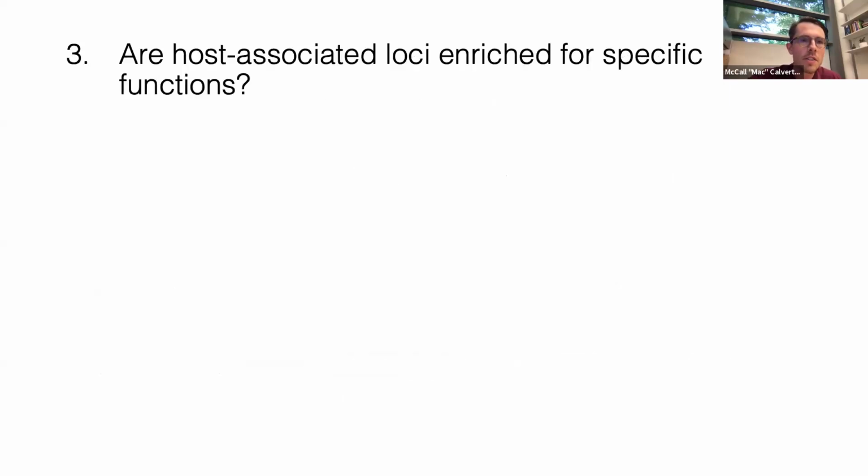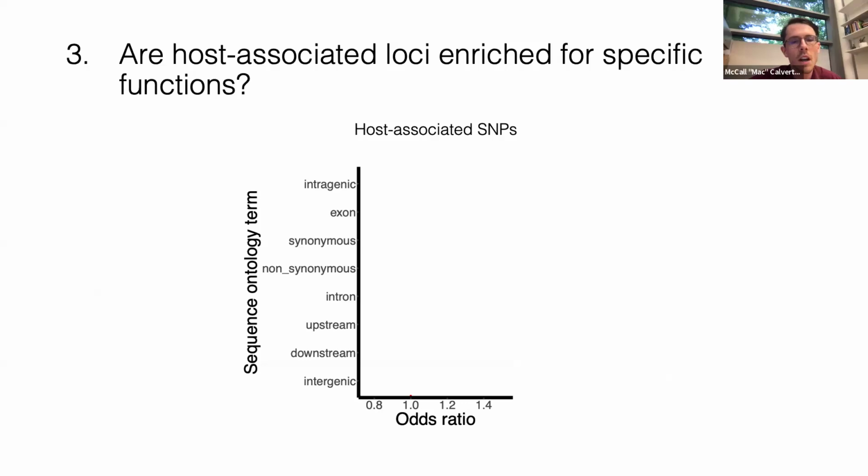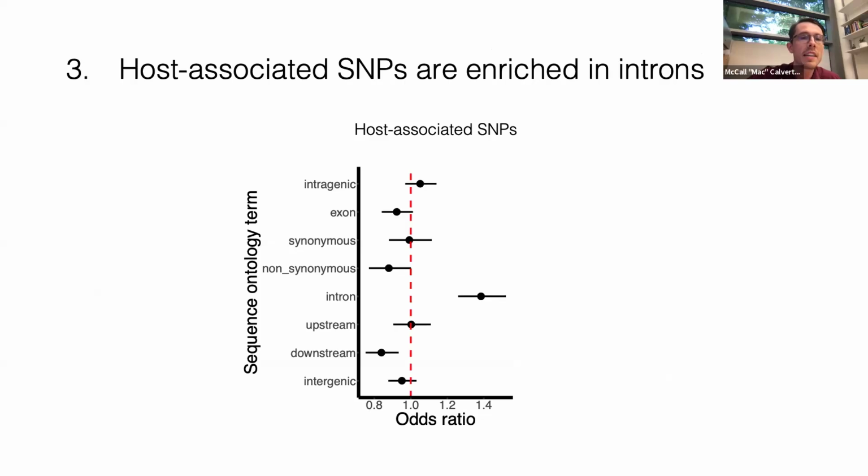And so onto our final set of questions, thinking about whether host-associated loci are enriched for specific functions. So one analysis we did is what we call a sequence ontology analysis, where we basically asked whether host-associated SNPs are enriched for specific genetic elements. And what we find, interestingly, is that host-associated SNPs are way overrepresented in introns. And this is a pattern we're still digging into, but what it seems to potentially suggest is that post-transcriptional modifications, potentially splicing, may play some role in facilitating adaptation to different hosts. But that's something we would need to dive into further and maybe do some manipulative work on.